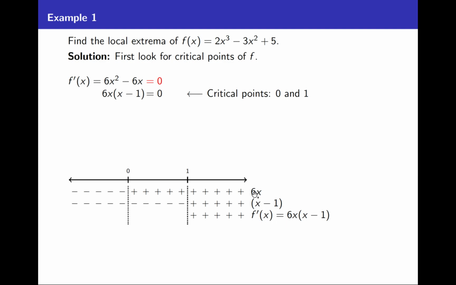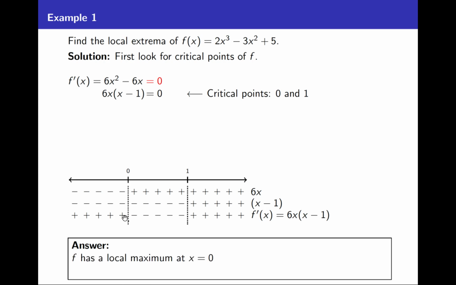F prime of x is the product of 6x times x minus 1. So in this interval over on the right, f prime is positive times positive, so it's positive. On this middle interval, f prime is a positive times a negative, so it's negative. And on this leftmost interval, f prime of x is a negative times a negative, so it's positive. And now we can see where our local extrema are. Notice that at the critical point 0, the derivative changed from positive to negative, so the first derivative test says we have a local maximum at x equals 0.